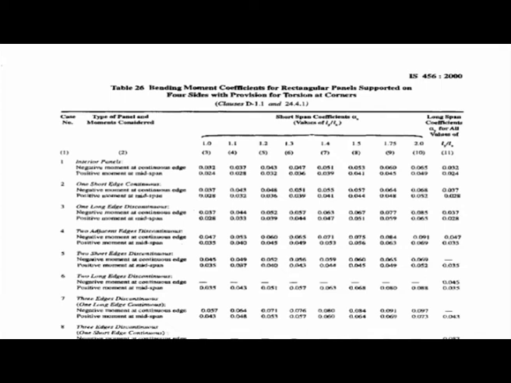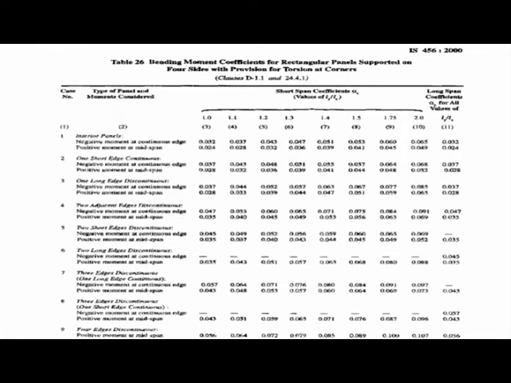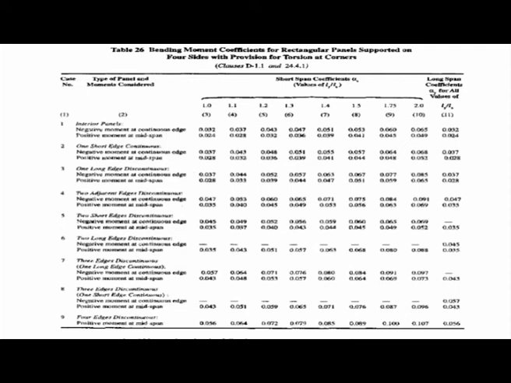This is Table 26, and we have a total of 9 cases, 1, 2, 3, 4, 5, 6, like that we have 9 cases. What does it mean? Before coming to that problem, let me explain.